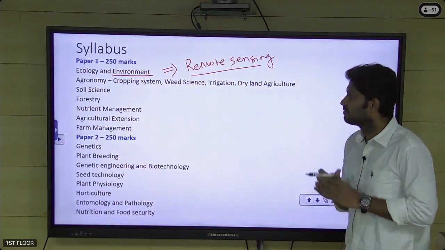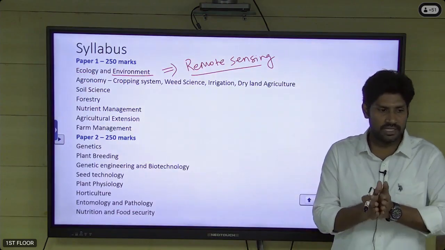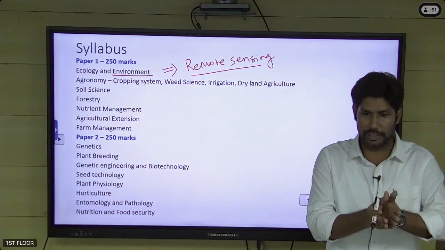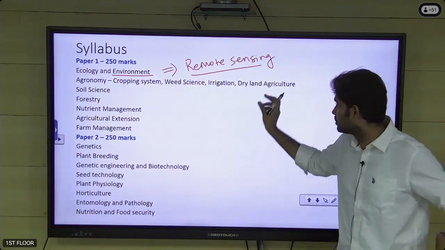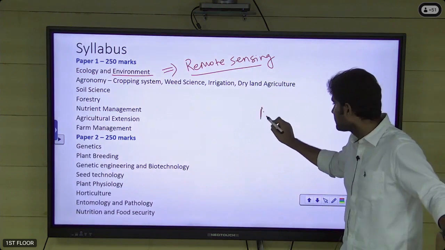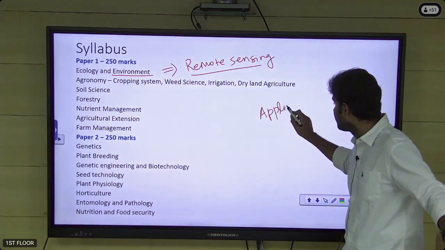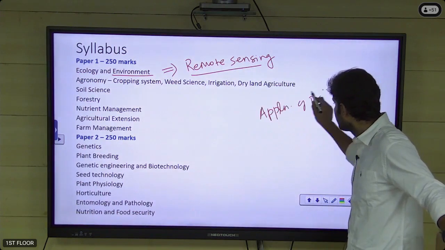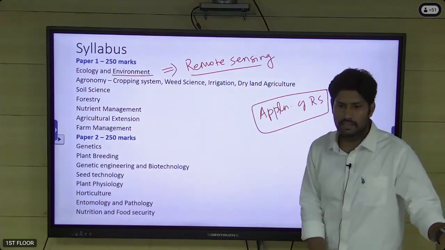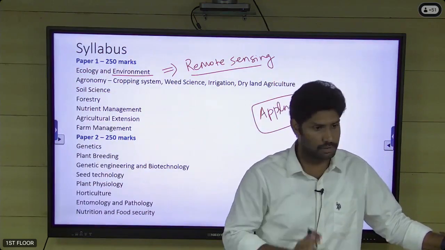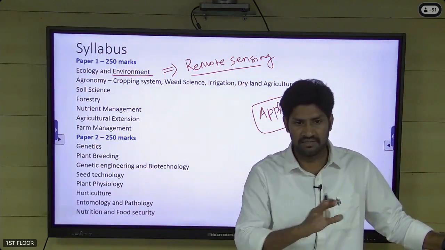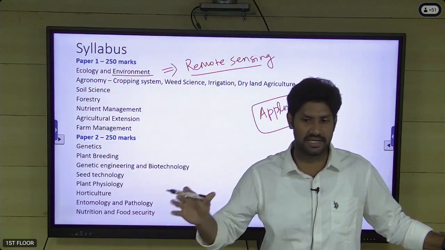So many students prepare based on the PYQ. If you go through the previous year question papers, mostly one common question comes in the remote sensing area: applications of remote sensing in agriculture. This is a common question in our environmental science papers, a very, very important question. Discuss the various applications of remote sensing in agriculture.